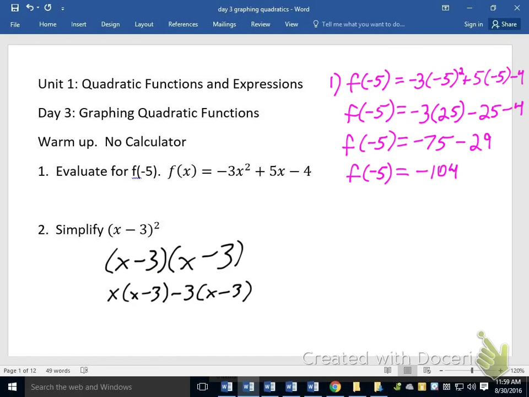And now I'll distribute those, so x times x is x squared. X times -3 is minus 3x. Now I'll distribute the -3. -3 times x is minus 3x. -3 times -3 is plus 9. So you've got x squared minus 6x plus 9, something that we're actually going to be using today.